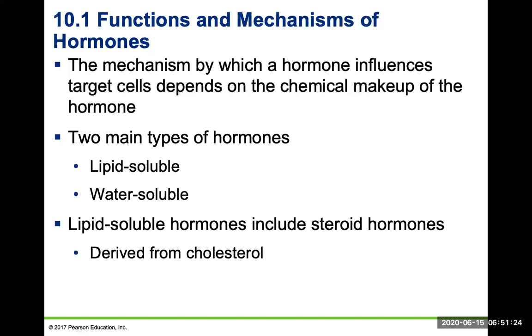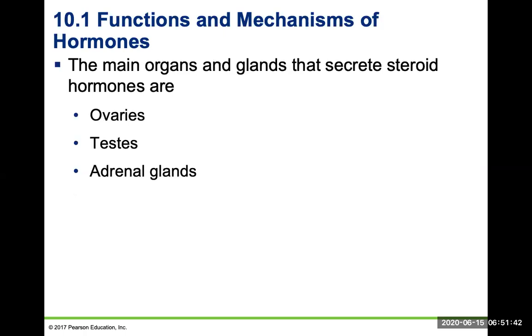There's two types of hormones. They can be lipid soluble or water soluble. Lipid soluble means they can dissolve in lipids, like fats. Water soluble means they can dissolve in water. Lipid soluble hormones include steroid hormones, and they are derived from cholesterol. And the main organs and glands that secrete steroid hormones are the ovaries, the testes, and the adrenal glands.